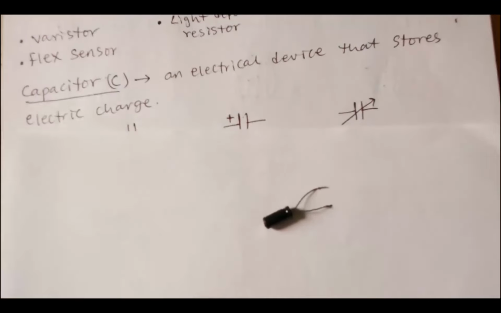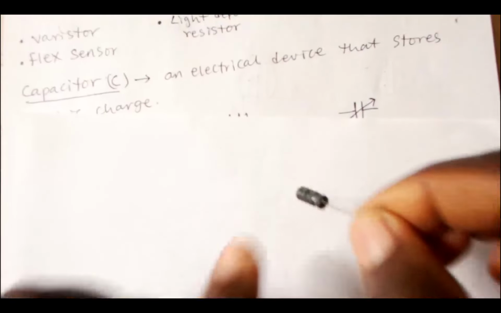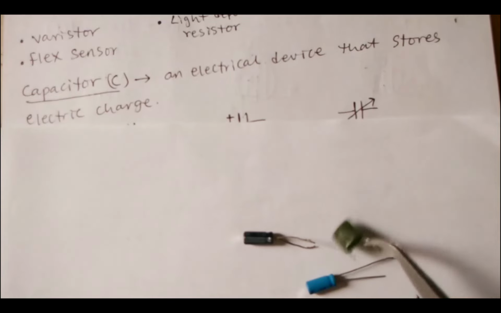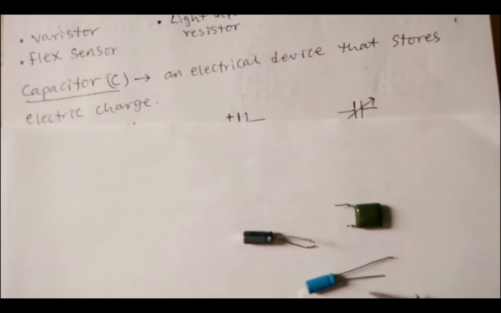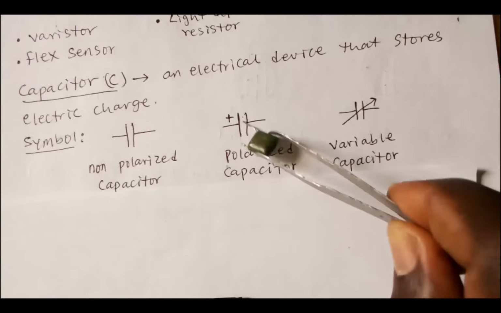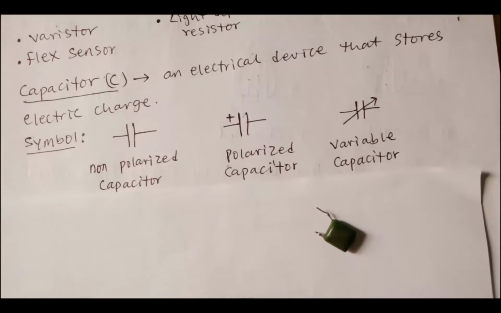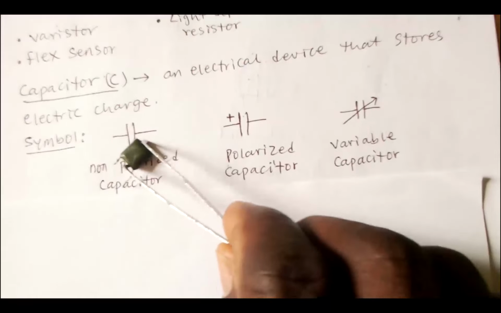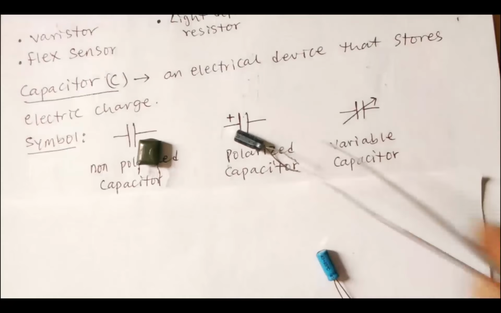So look at this. This is a polarized capacitor. Then we have non-polarized capacitor. We'll be using these capacitors in most of our practicals. So this is polarized. Why is this non-polarized? This one we have here is a non-polarized capacitor. Why is this one polarized capacitor?